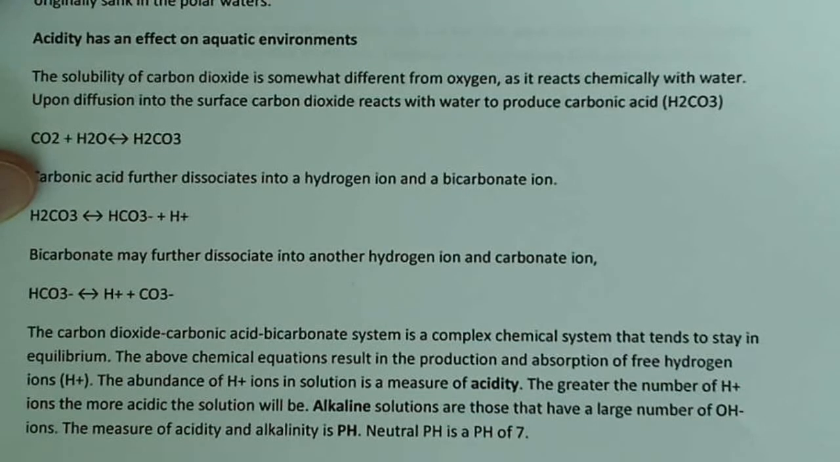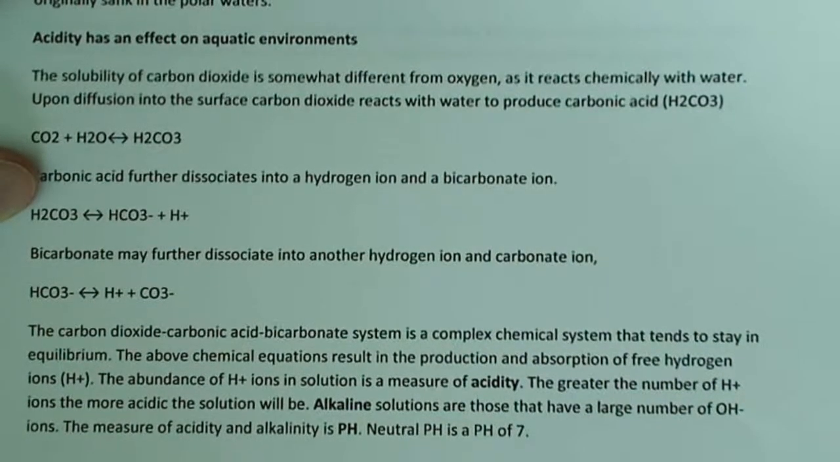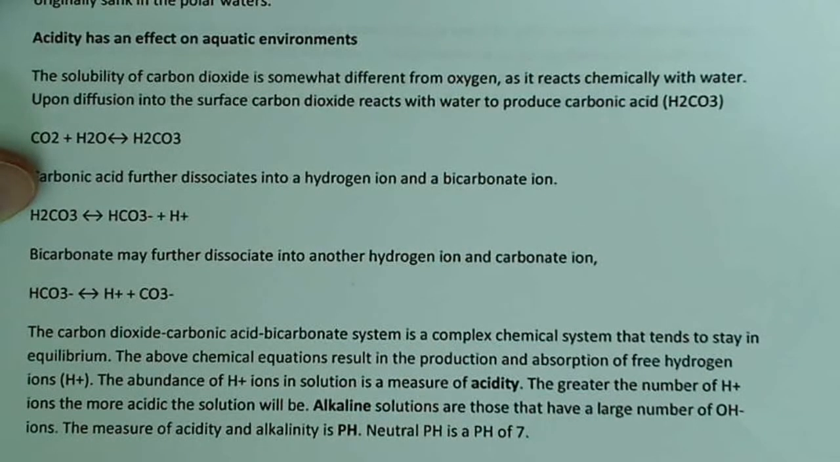The abundance of H+ ions in solution is a measure of acidity. Remember, it's the negative log of H+. Okay, and the greater the number of H+ ions, the more acidic the solution will be. Alkaline solutions are those that have larger numbers of hydroxyl ions. Okay, and the measure of acidity and alkalinity is known as pH. And just for reference, neutral pH is a pH of 7.